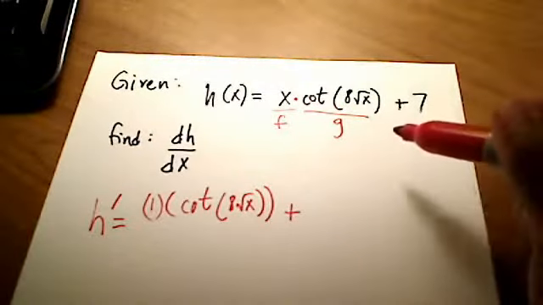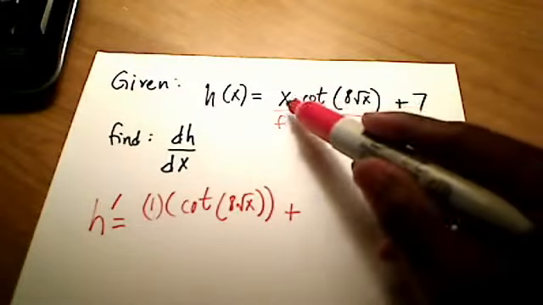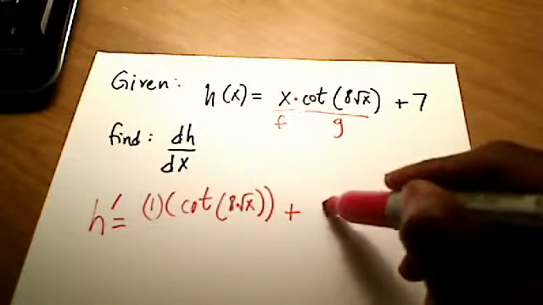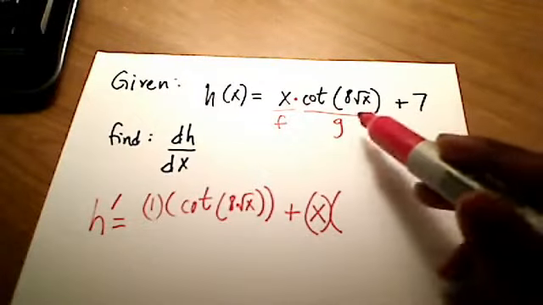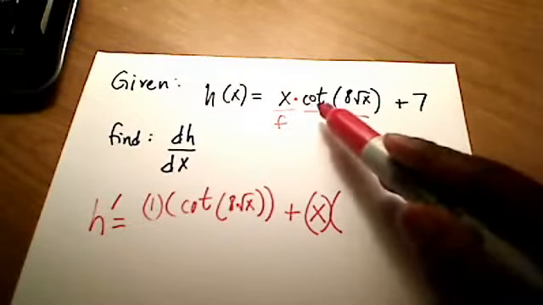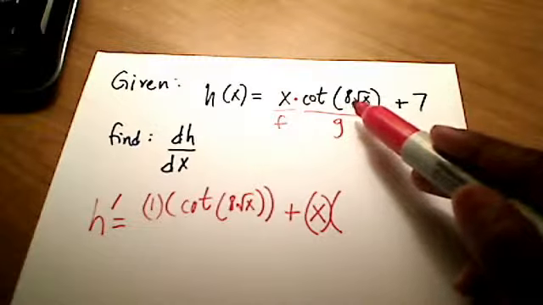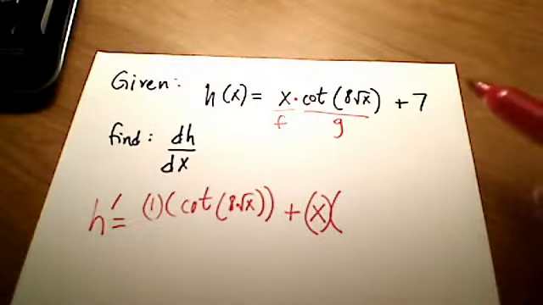Plus, here's the rest of the product rule, plus my f, which in this case is x, times, I'll put that in parentheses, the g prime, the derivative of all this. Now here's where I'm going to need the chain rule.